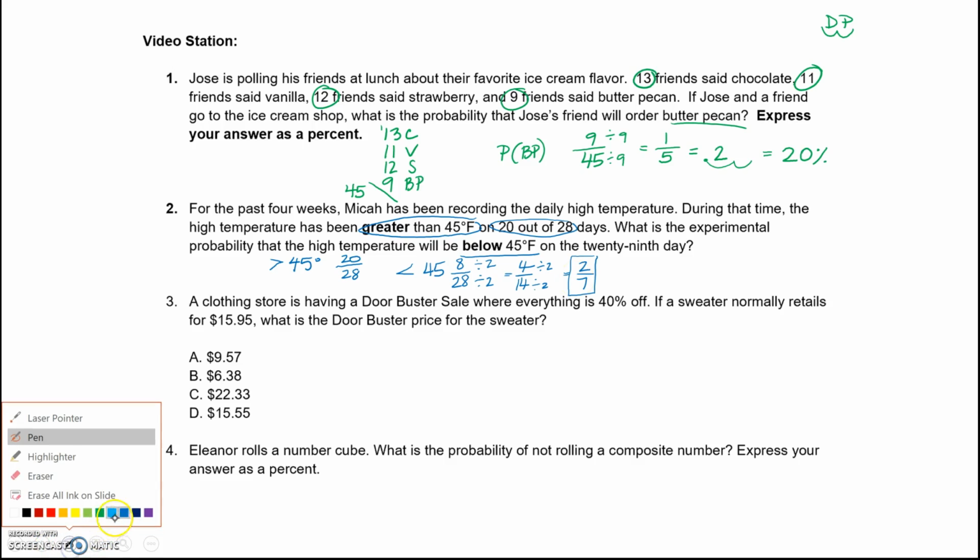All right, this next problem was from our last CBA, all right? And we struggled with it. So let's take a look. It says a clothing store is having a doorbuster sale where everything is 40% off. If a sweater normally retails for $15.99, what is the doorbuster price for the sweater? So it's asking, what is the doorbuster price? So what is the price for the sweater?